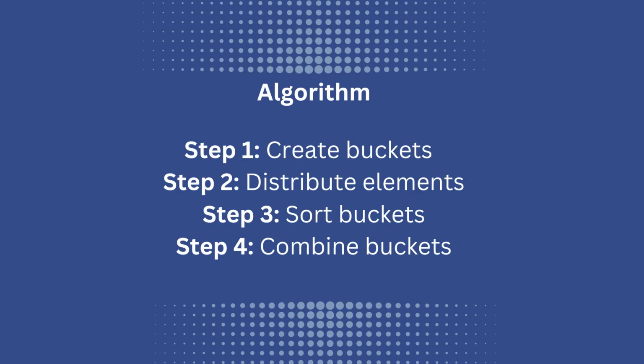Next, I will explain the algorithm used in bucket sort. Step 1 is to create buckets. Create an array of buckets where the number of buckets is typically chosen to be proportional to the number of elements in the input array. Step 2 is to distribute the elements. For each element in the input array, determine the appropriate bucket based on the element's value. Assign the element to the corresponding bucket.